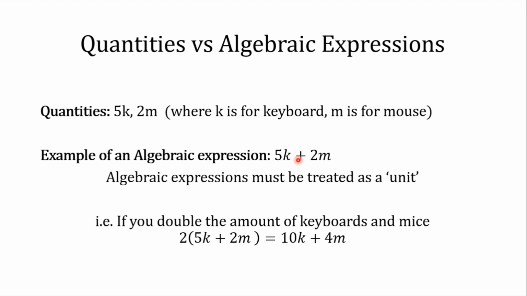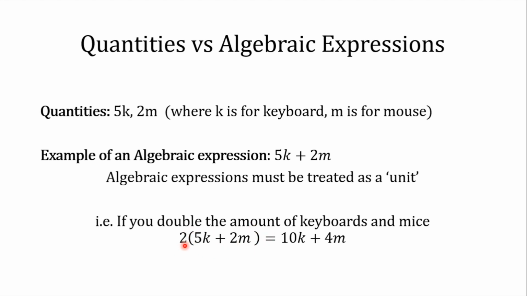Algebraic expressions are, for example, 5k plus 2m, so there's an operation that's happening there. And in this case, this algebraic expression must be treated as a unit. So for example, if you double the amount of keyboards and mice, which is given by this equation, you simply multiply 2 times 5k plus 2m. The way we say it in math is 2 times quantity 5k plus 2m close quantity. When we say quantity and close quantity, that's the meaning for parentheses.